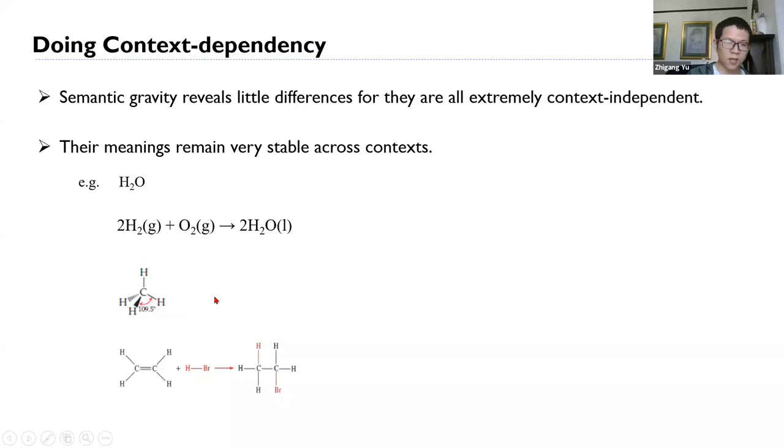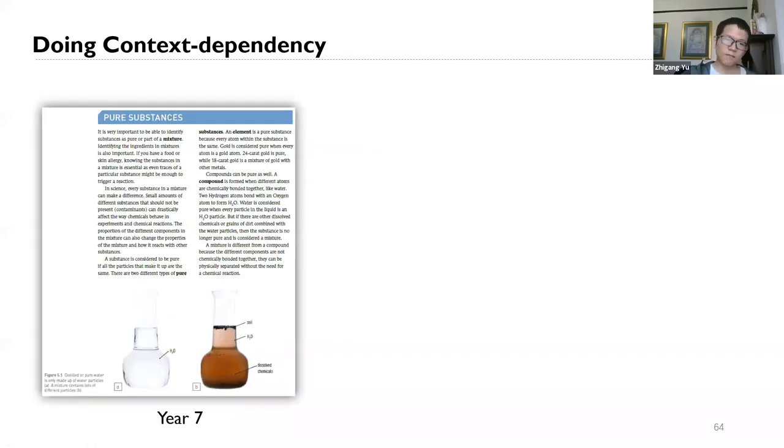And also, this is a stereochemical formula of methane. You can say that it represents that kind of methane. You put it in different contexts, its meaning remains very stable. But so how does chemistry do context dependency? It needs to work with other semantic resources, language and images.